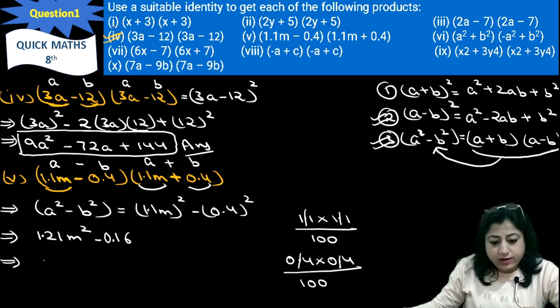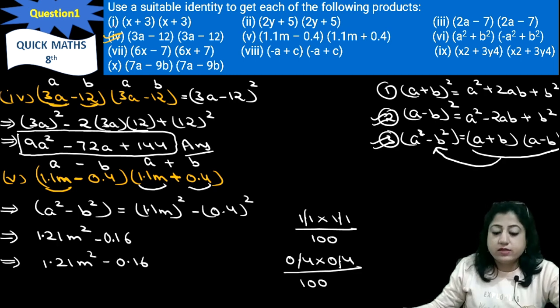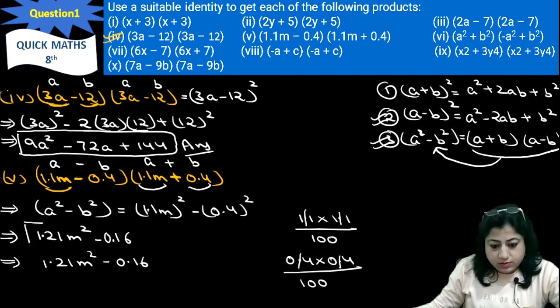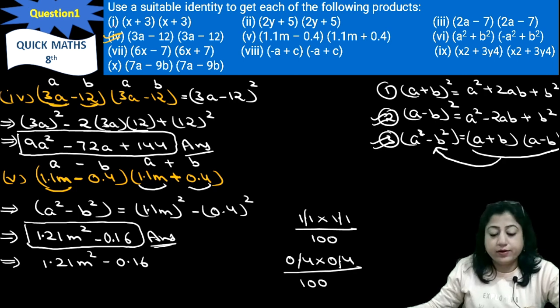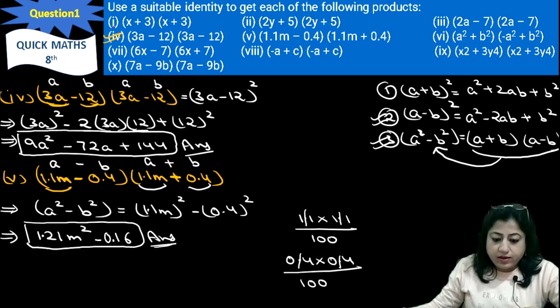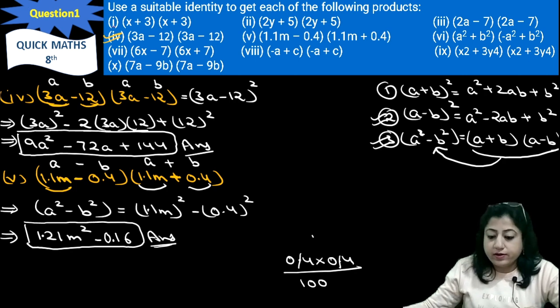So I can write again 1.21 meter square minus 0.16. This is the required solution. So this is the answer for question number fifth part. Now just a while, I am making a place to solve the next part.